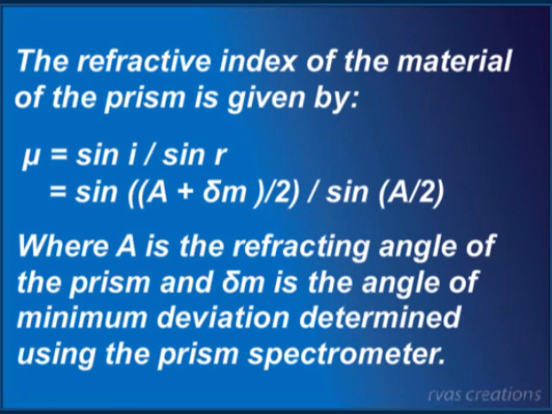The refractive index can be calculated using the equation μ equals sin I by sin R, which is equal to sin (A plus delta m) by 2 divided by sin A by 2, where A is the refracting angle of the prism, and delta m is the angle of minimum deviation determined using the prism spectrometer as follows. For the proof of this equation, please look at the link in the comment box.